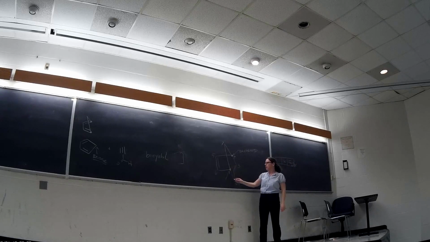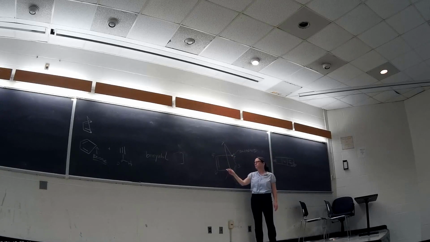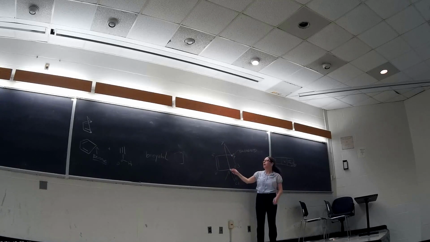I start here, I go through 1, 2 carbons before I come back to a bridgehead. I go around the next path. I go through 1, 2 carbons before I come back to a bridgehead. And finally, my last path, I have to move through 1 carbon before I get back to a bridgehead.